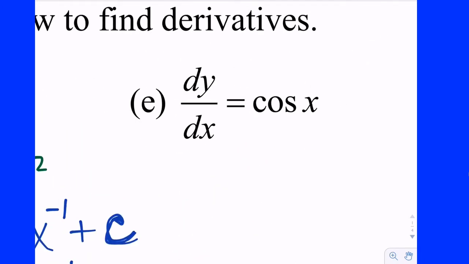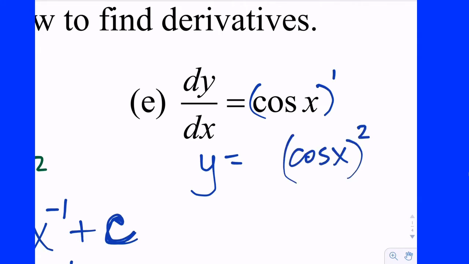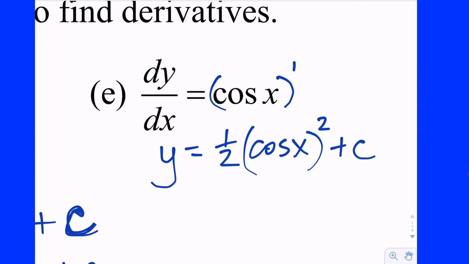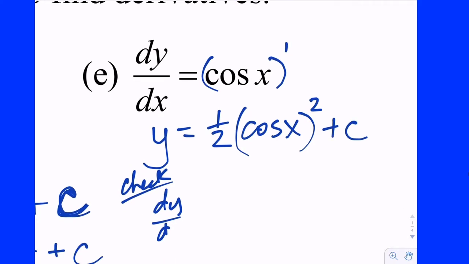Okay, over here, dy dx. What becomes of the left side when you take the antiderivative? Y. That's Leibniz notation. So over here, we use the power rule, right? That's cosine to the first, so it becomes cosine squared divided by 2 or times 1/2 plus c. Is that right? Well, I don't know. Let me check, right? Guess, check, revise. I got the left side correct because when I take the derivative of y, I get dy dx.